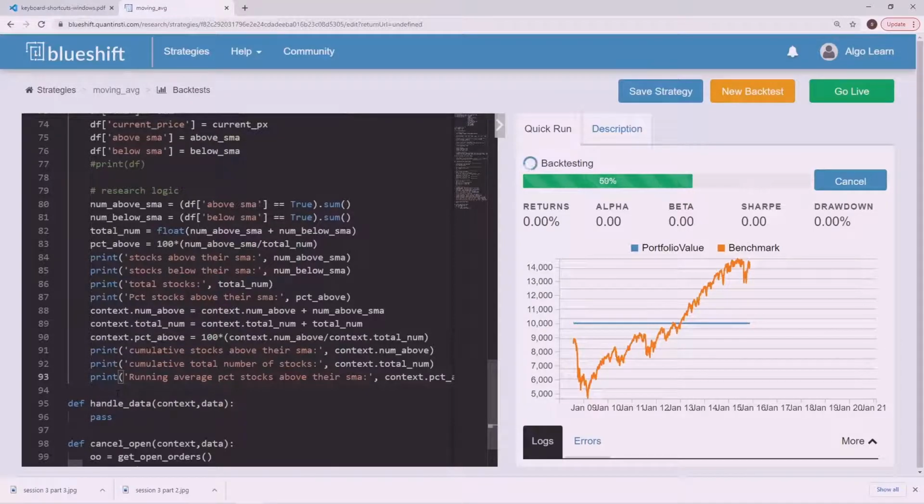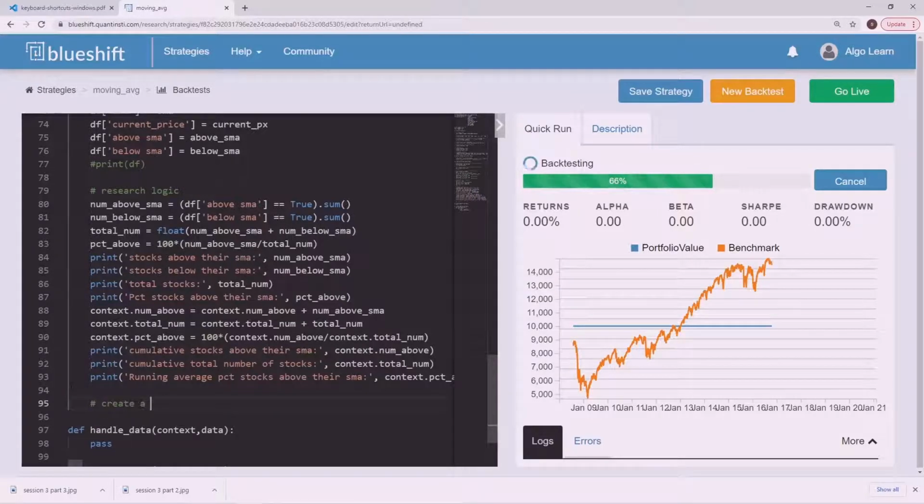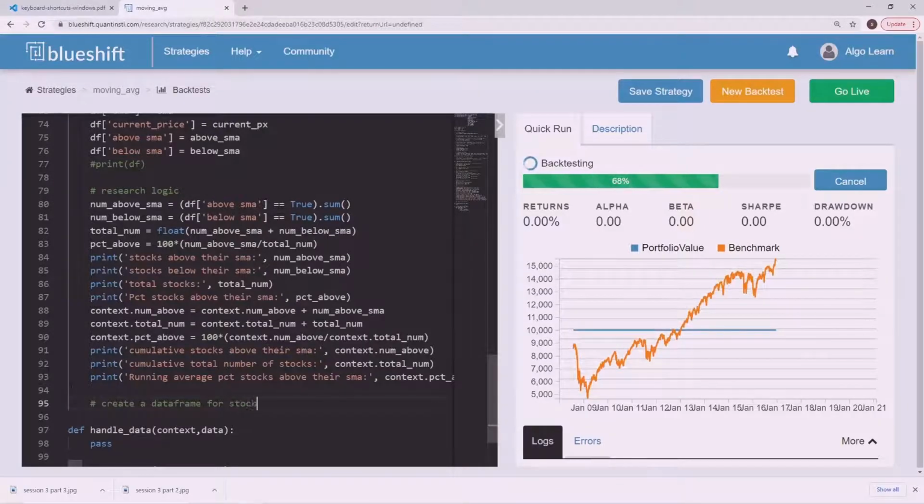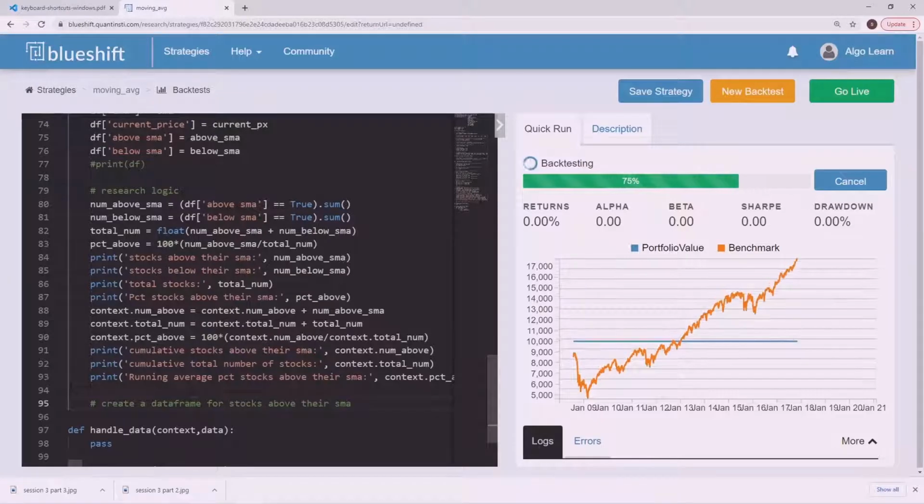when we start creating our data frames, we're going to do it right down here. And so we're going to start to create a data frame for the stocks above their SMA. And so we'll continue in the next session with doing that. So we're 73% of the way there on our back test.